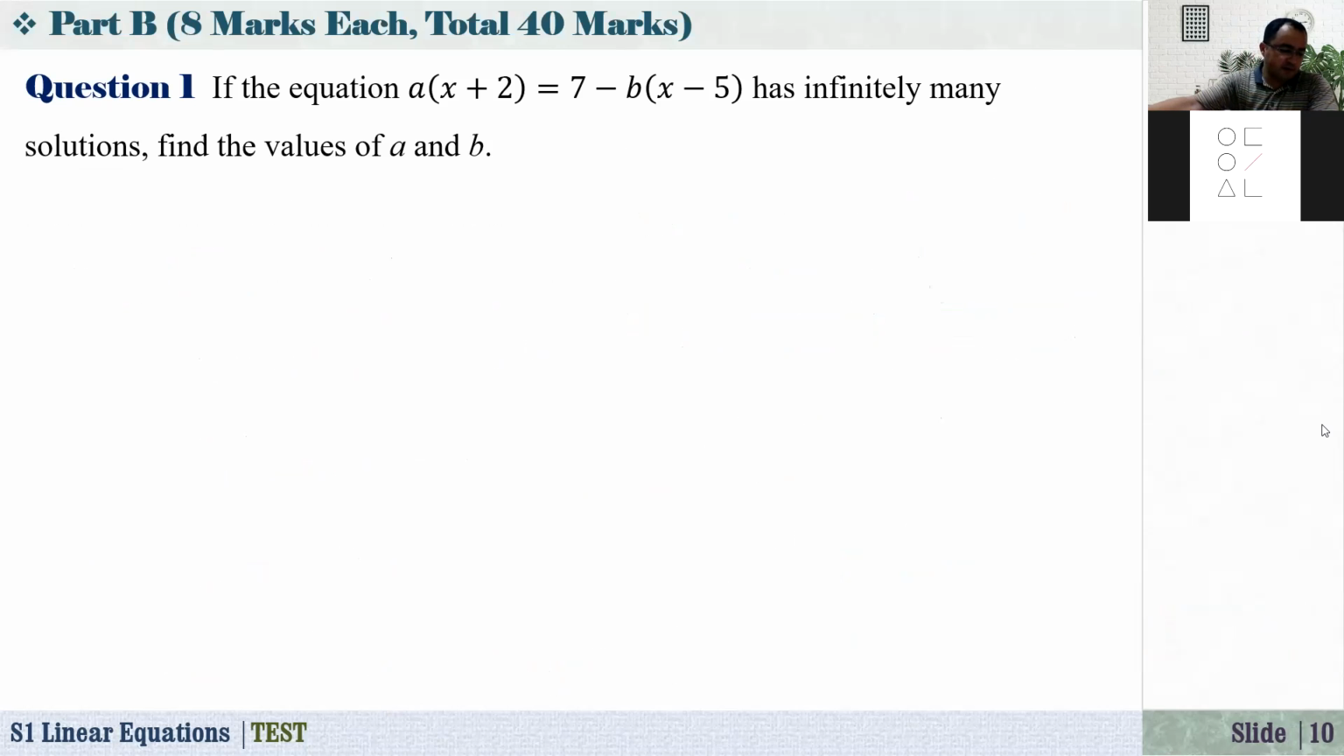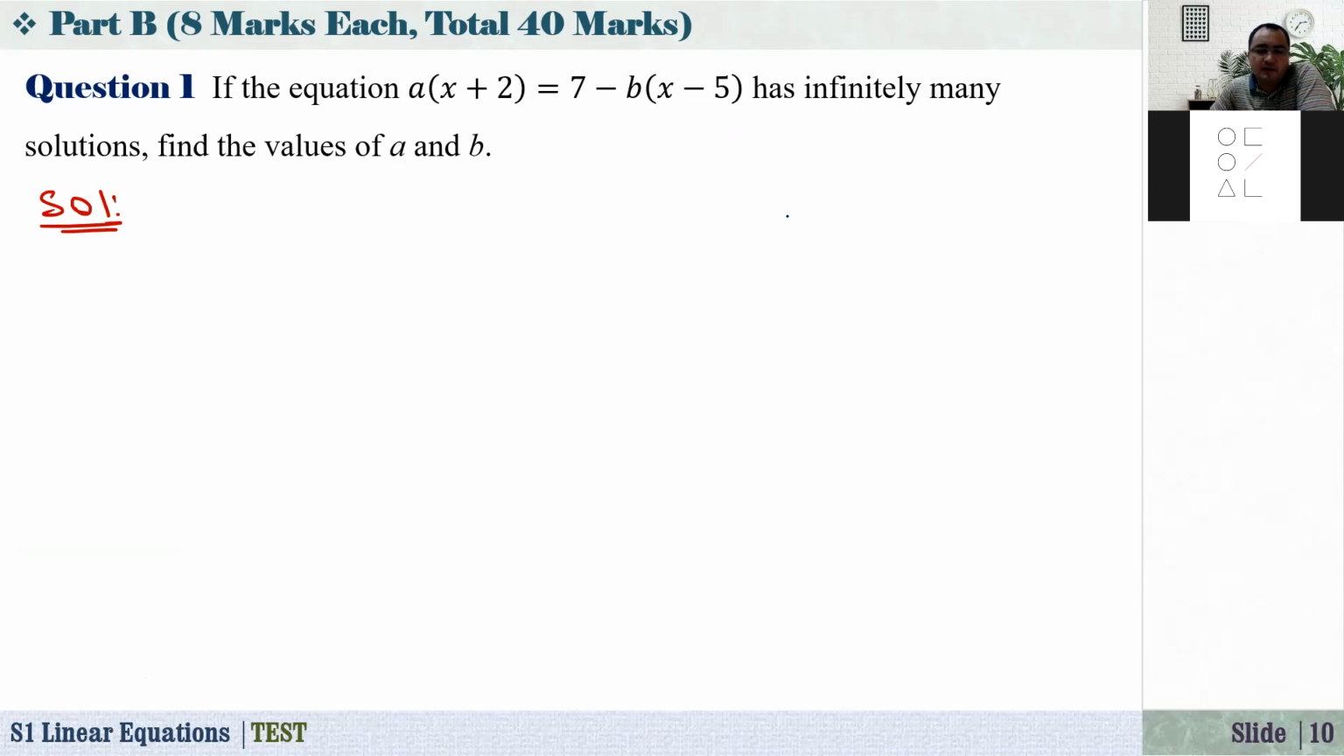Part B. So we are going to do a little bit different questions here. Eight marks each, total 14 marks. That means we have 5 questions here, and it's pure math solution. If the equation a times (x plus 2) equals 7 plus b times (x minus 5) has infinitely many solutions, find the values of a and b.